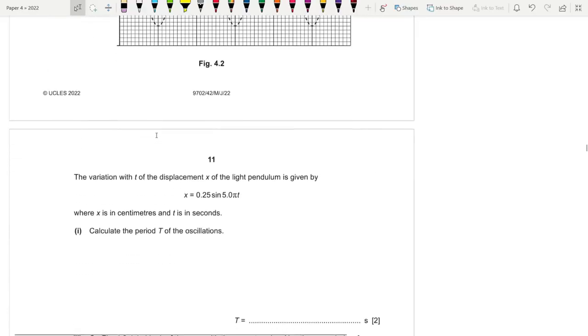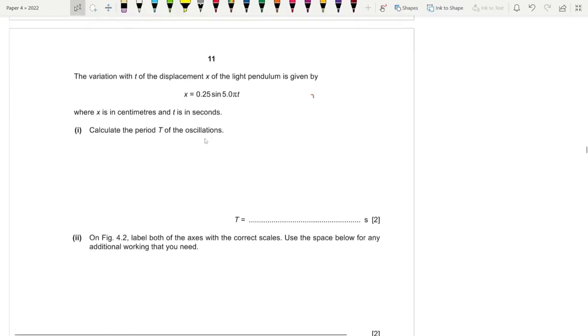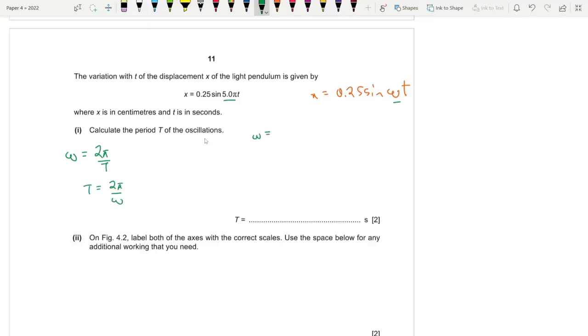The variation with t of the displacement x of the light pendulum is given by this equation. Calculate the time period of oscillation. Okay. So x is equal to 0.25 sin omega t. So what is this omega equal to? 5 pi is actually equal to omega. Does that make sense? So can't we say that omega equals 2 pi by T, or T is equal to 2 pi by omega, right? And we know that omega is equal to 5 pi. So we can write that T is equal to 2 pi divided by 5.0 pi, and we end up with 0.40 seconds. No 1 SF answers, only 2 SF, okay?